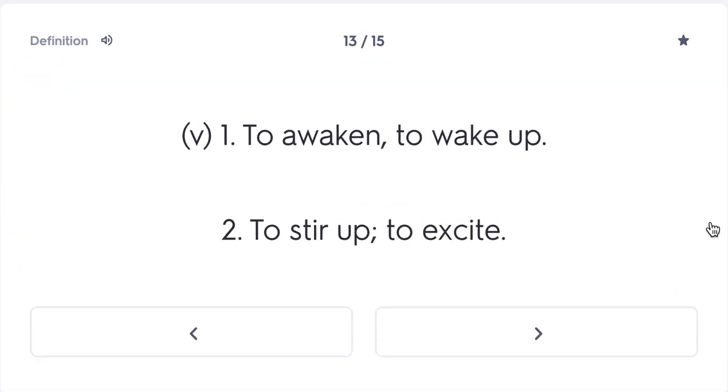Rouse. So rouse means to awaken or wake up or to stir or excite. So maybe if your younger sibling runs into your bedroom and wakes you up on Christmas morning with excitement, to awaken you, to rouse you, or maybe cheerleaders. If you go to a football game, their goal is to stir things up and to excite people, to rouse people to their feet, to get excited.